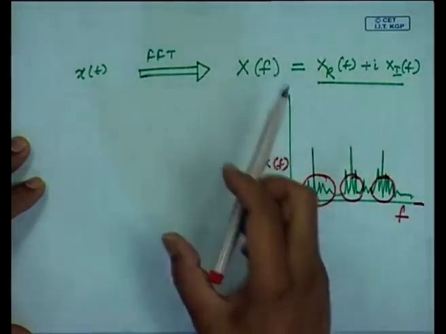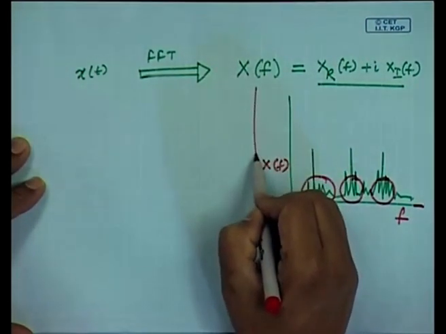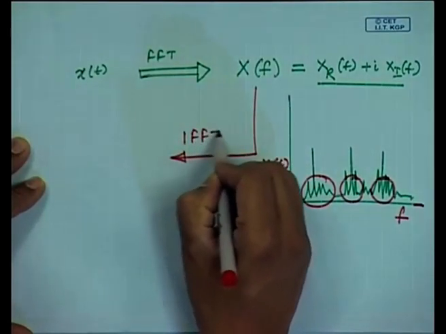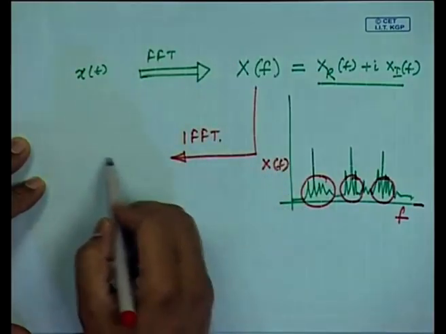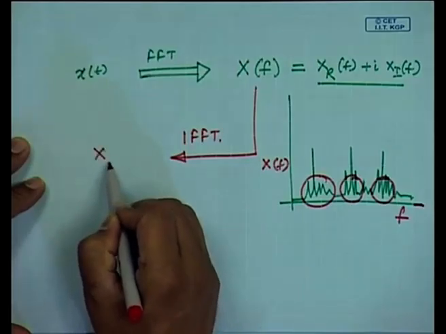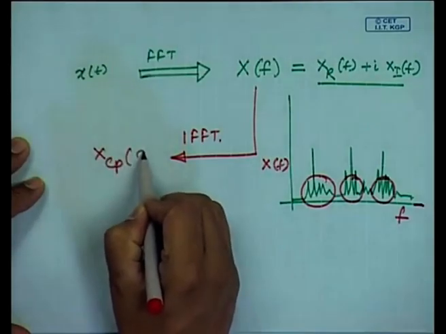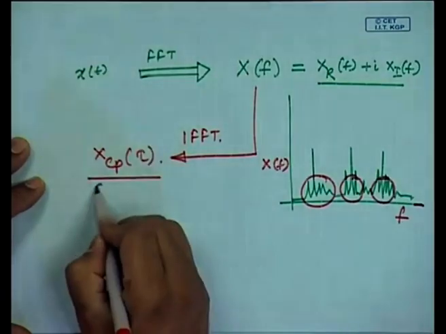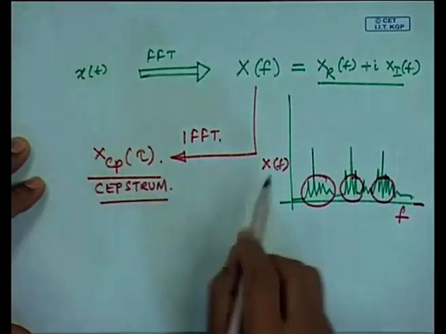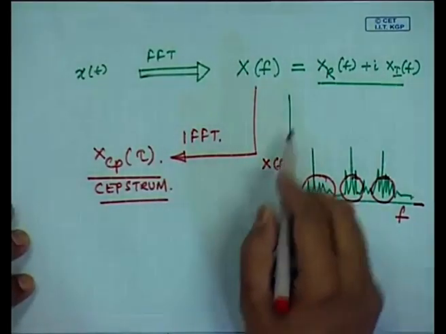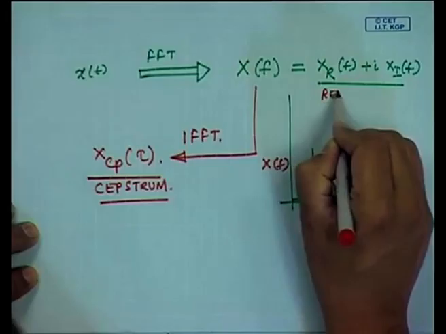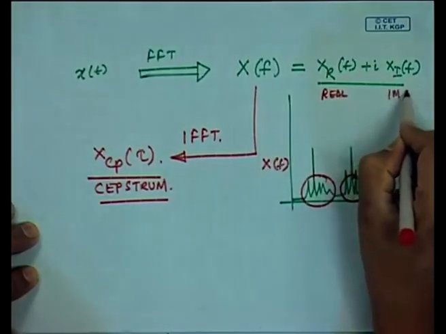Now, if I do an inverse Fourier transform of this, I will get back the Cepstrum in another time domain, and this is what is known as the Cepstrum. How is this done? To do the inverse Fourier transform, I have a real quantity here and an imaginary quantity here.